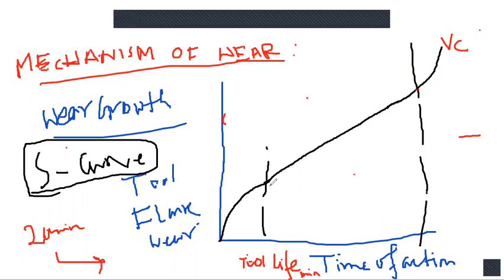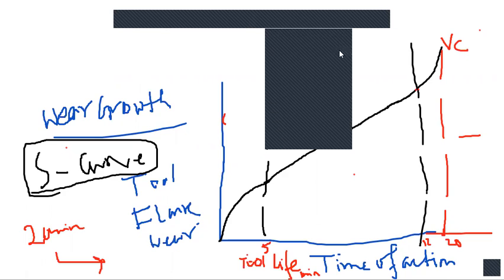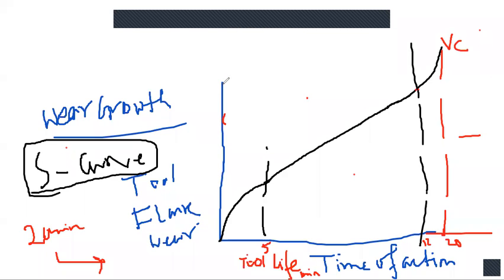So this is for the particular given velocity. This is our tool life, because this is 5 minutes, this is 12 minutes, this is 20 minutes. For a particular velocity of a particular tool, this is our 20 minutes, this is our tool life. How do we get this tool life? This is flank wear.